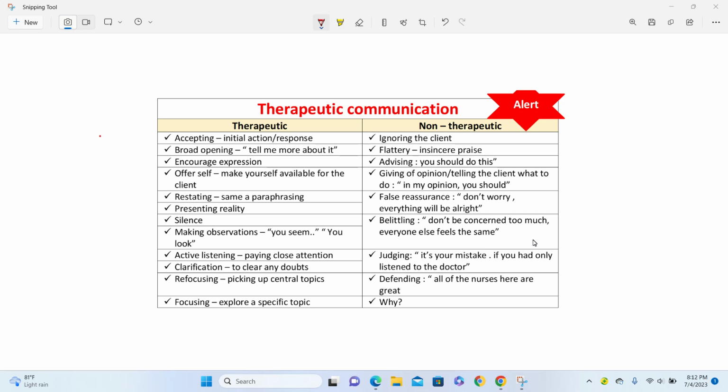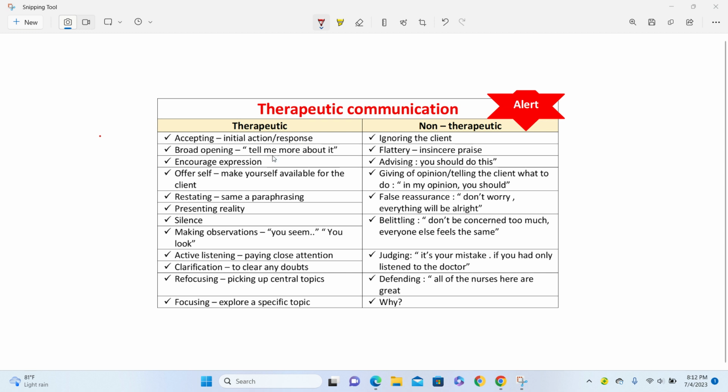So today in this class we are going to discuss therapeutic communication. Therapeutic communication is very essential to maintain a good nurse and client relationship. In order to provide good care to a patient, the client should first trust us. The trust is going to be established based on this therapeutic communication. As a therapeutic nurse, what we have to do and what we should not do, what is a therapeutic response and what is a non-therapeutic response, that is what we're going to see in this class.